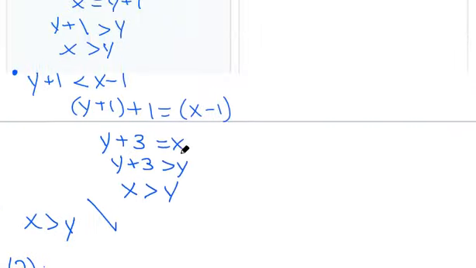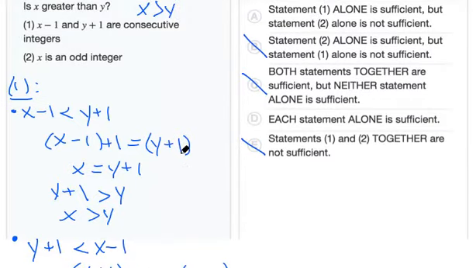Scrolling down, let's go ahead and create some space for statement 2. And scrolling up just to read statement 2, we're only given that x is an odd integer. It's right here. Which can either be greater or less than y. It's not dependent on it. So this statement alone is not sufficient.